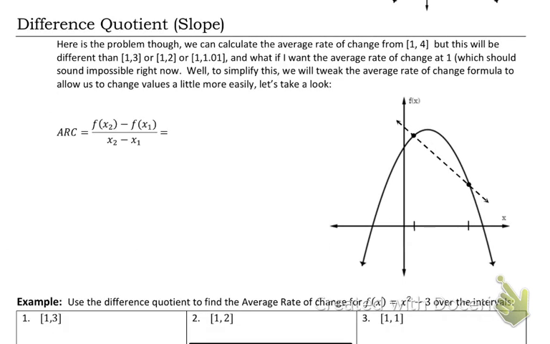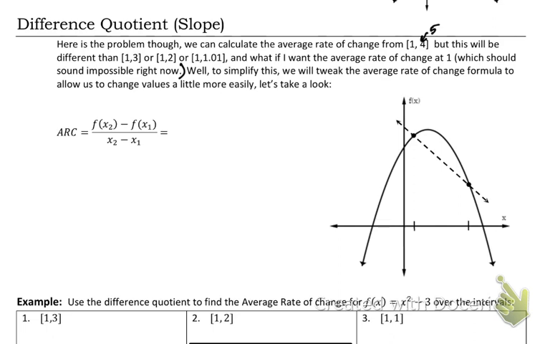So if we read through this, here's the problem though. We can calculate the rate of change from 1 to 4. In fact, we actually found the average change from 1 to 5. But this will be different than if I calculated the average rate of change from 1 to 3, or 1 to 2, or 1 to 1.01. All of those will come up with completely different slopes. And what if I want the average rate of change at 1? Which should sound kind of impossible right now because that's not a secant line, and all we can deal with are secant lines right now. But we'll put a pin in that for a second.